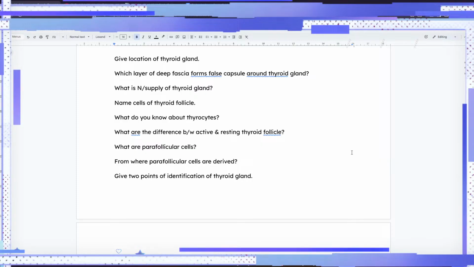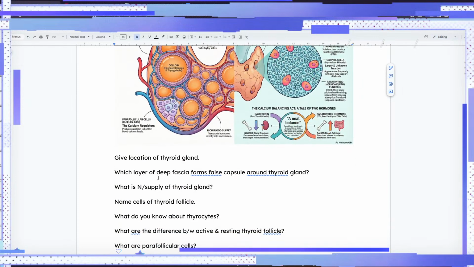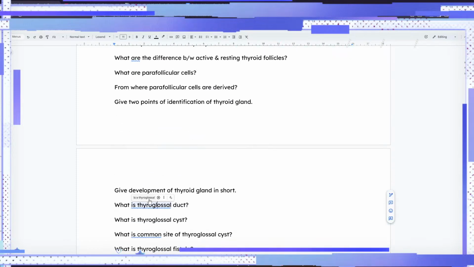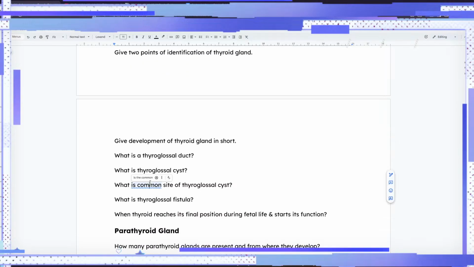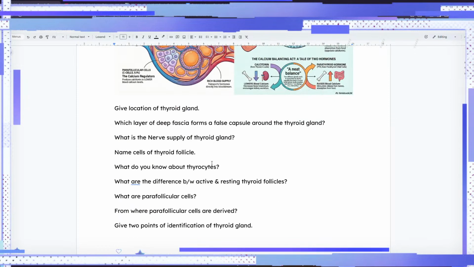We're almost done with this document, that is so cool. Location, then which layer forms the capsule of the thyroid gland, what is the nerve supply of the thyroid gland, what is the thyroid follicle, what are the differences between active and resting thyroid follicles, what type of cells, what is the thyroid duct, what is a thyroid cyst, what is the common site. These are simple questions. All right, let's start with the first one.